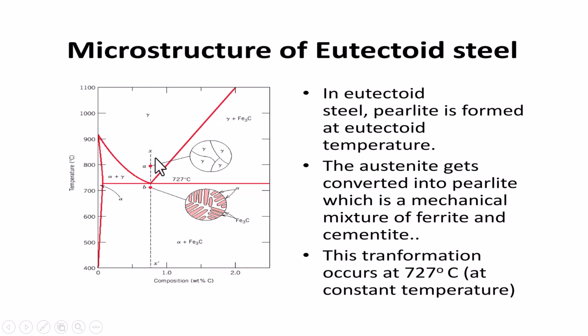Here you can see the eutectoid transformation. This is austenite, on cooling it becomes alpha plus Fe3C, that is ferrite plus cementite. Alpha indicates the ferrite, and here it is Fe3C. So these two phases together, this microstructure is called pearlite.